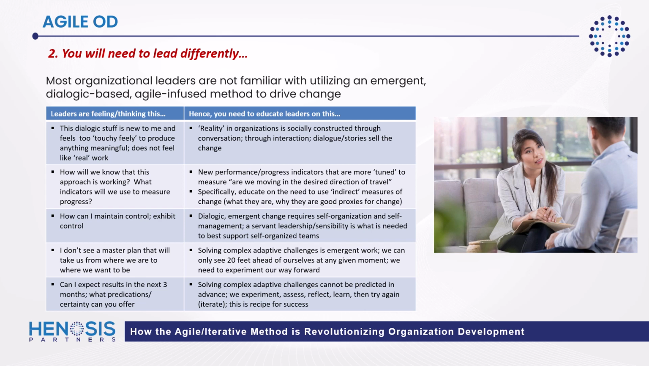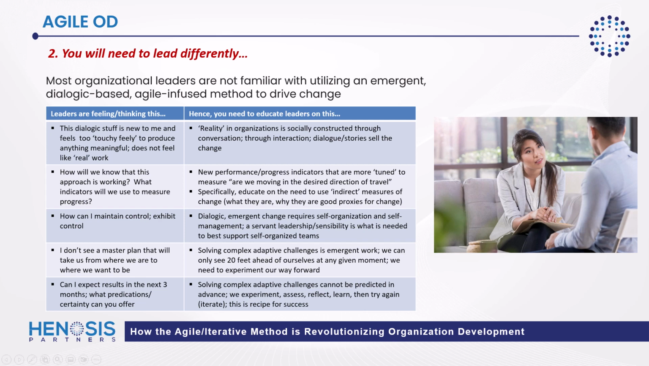Another habitual way that leaders feel and think about such things is, how will we know that this approach is working? What indicators will we use to measure progress? To this, you'll need to educate leaders that new performance or progress indicators are needed that are more tuned to measure, are we moving in a desired direction of travel, versus trying to achieve a specific outcome. Specifically, what you'll need to educate leaders on is the need to use indirect measures of change. Later in this episode, we'll take a look at a number of different indirect measures of dialogic-based change.